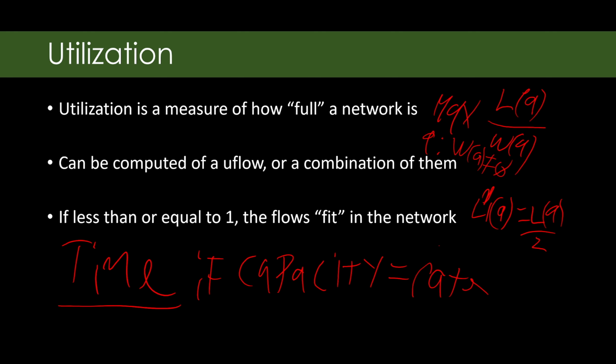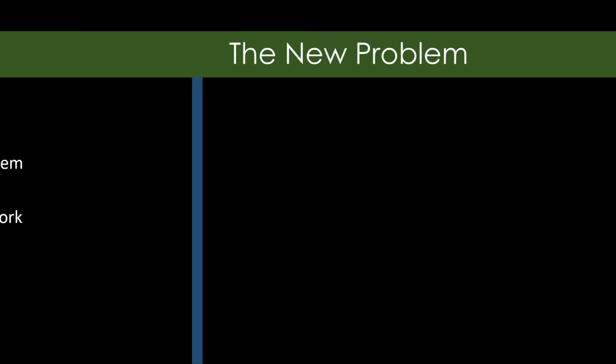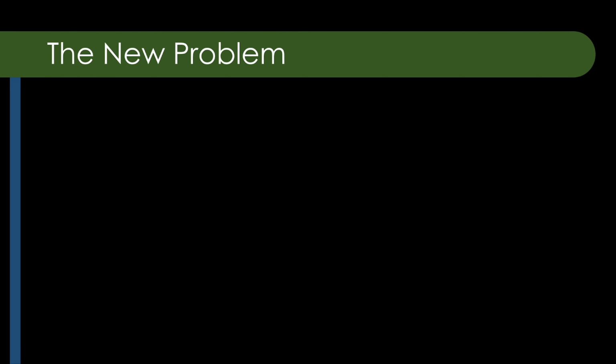So now we can think about a new problem. Well, what do we want for this new multi-flow problem? Well, we want to minimize utilization. We want to find the fastest answer, or the one that fits the best in the network. But this would be trivial if we didn't have a few more conditions. So let's think about those.